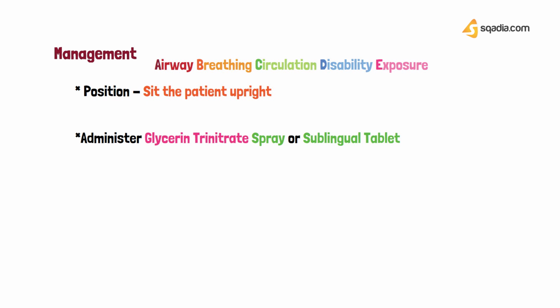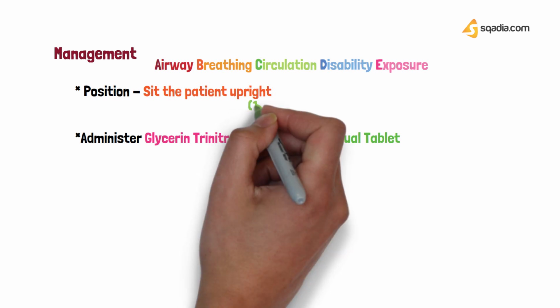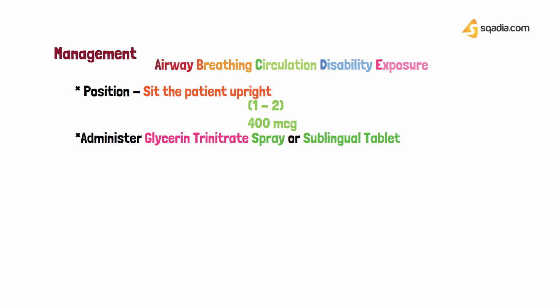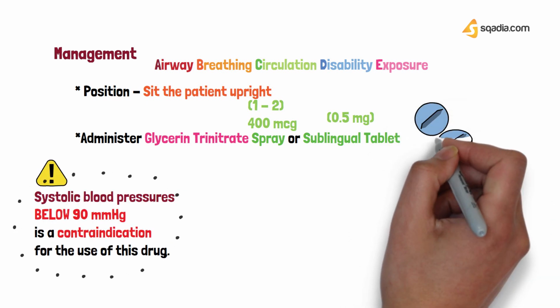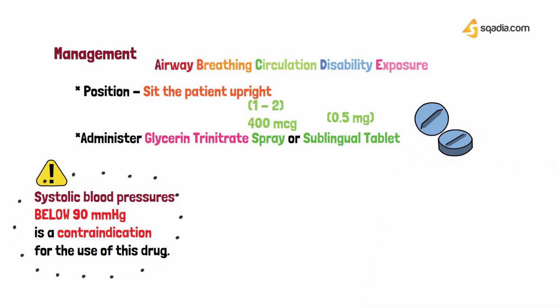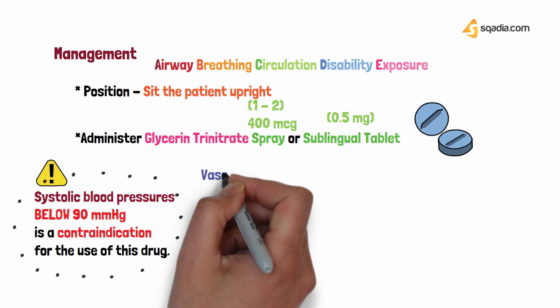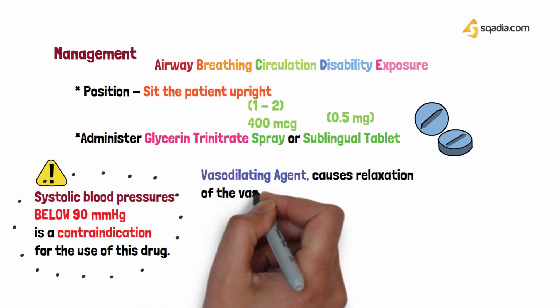Now, this is available in a spray form and sublingual tablets. In a spray form, it is available in 400 micrograms, so we give the patient 1 to 2 sprays. And the sublingual tablets are 0.5 mg. These are sublingual tablets, so they dissolve under the tongue and act very quickly. So what does this glyceryl trinitrate do? It is basically a vasodilating agent which causes relaxation of the vascular smooth muscles.